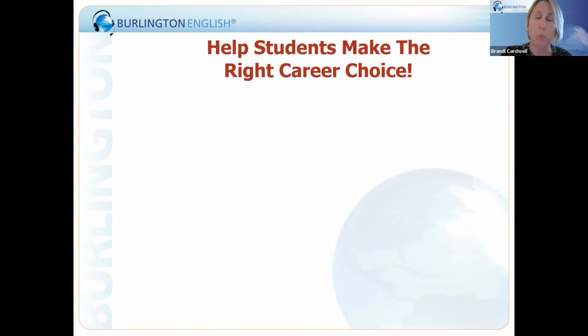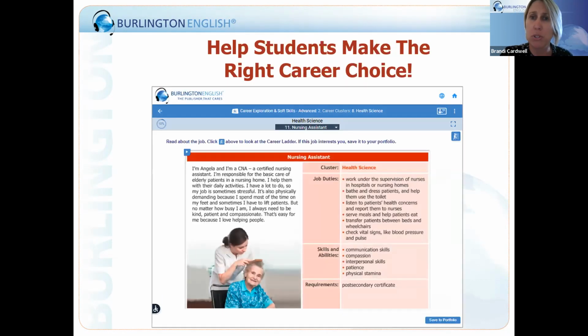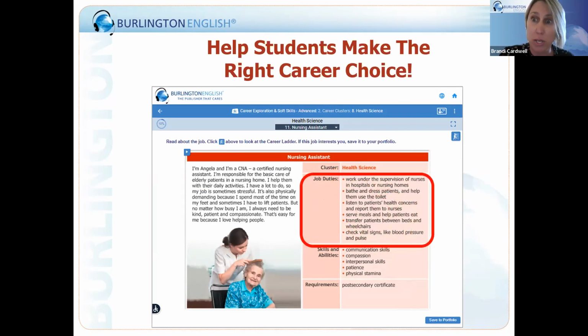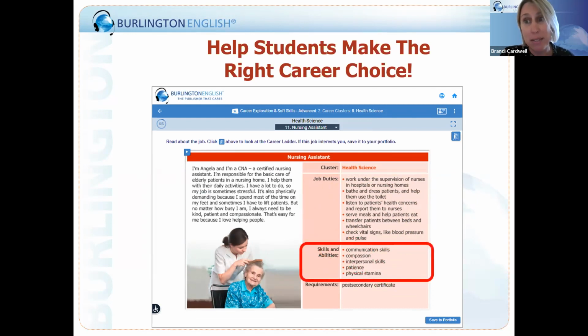We help students explore all 16 Department of Labor career clusters, and we help them determine what they'd like to study. So in this example, we see the career cluster of health science, and within each career cluster, you have examples of jobs that we call job cards that students can save to portfolios. You always have a narrative, and then you have job duties that the professionals may be required to do in these particular careers, the skills and abilities that they'll need to be successful in these careers, and then what kind of requirements are going to be required. In this case, it's a post-secondary certificate.